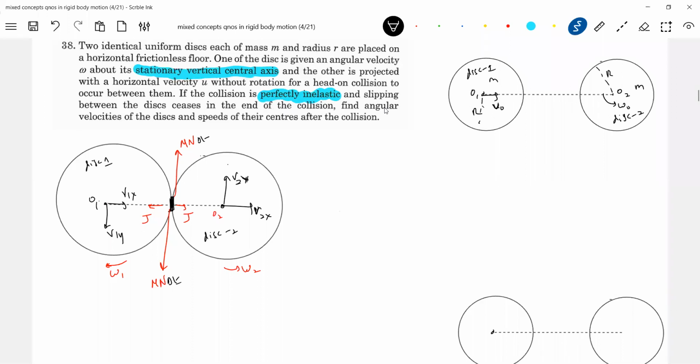Let's talk about the total system. What is the net force acting on this system along the y-axis? mu n delta t, mu n delta t, so zero. Therefore the net force acting on the system along the y-axis should be 0, so momentum must be considered for the total system. What was the initial momentum along the y-axis? 0. Both the disks have the same mass and the same radius, so V2y and V1y must be equal.